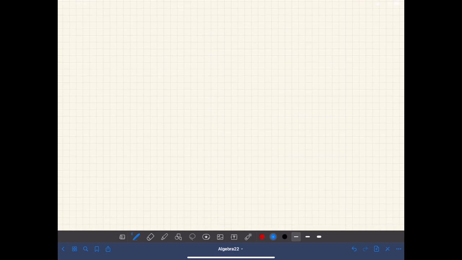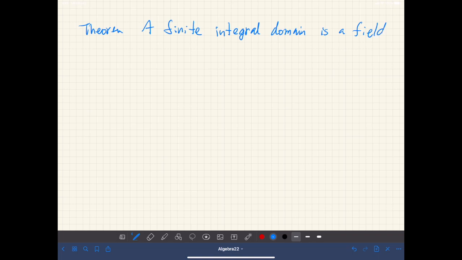So, theorem: a finite integral domain is a field. Okay, so we need this finite in this case. To prove this, let D be a finite integral domain.